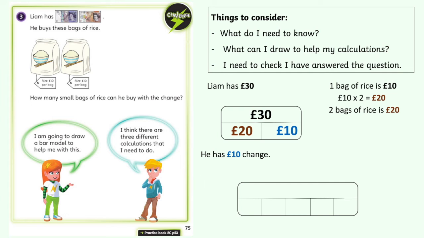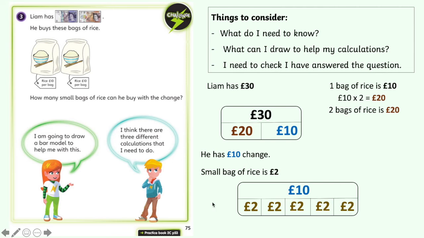Well, we know that small bags cost £2. So if Liam has £10 and he's going to buy small bags of rice that cost £2, how many can he buy? Well, if we count up in twos, £2, £4, £6, £8, £10. If he buys 5 bags of rice, here they are represented in this bar model, he will have spent £10. So Liam can buy 5 bags of rice with the change that he gets from spending the money on the first 2 bags of rice.